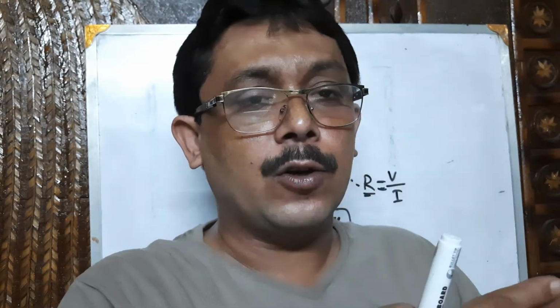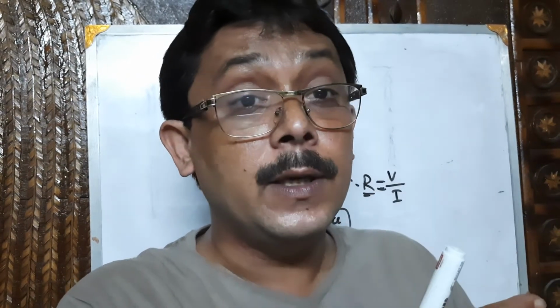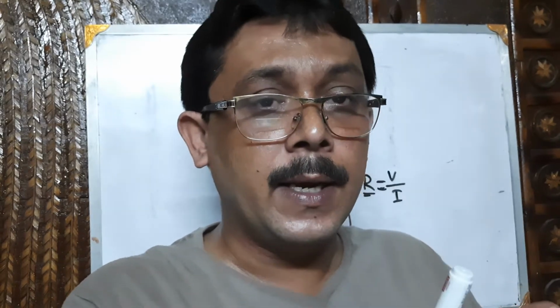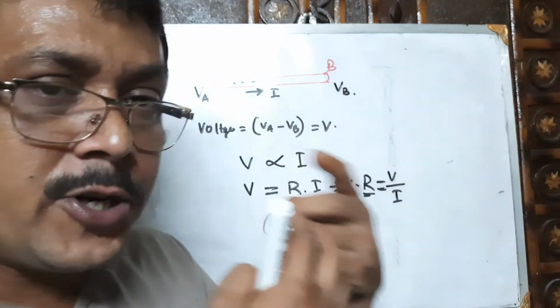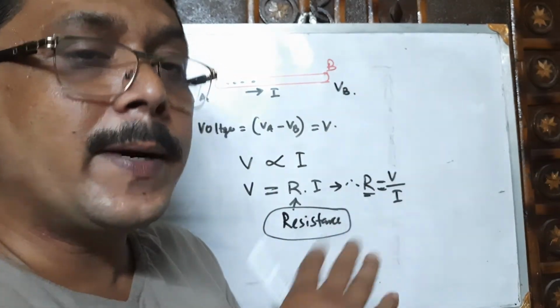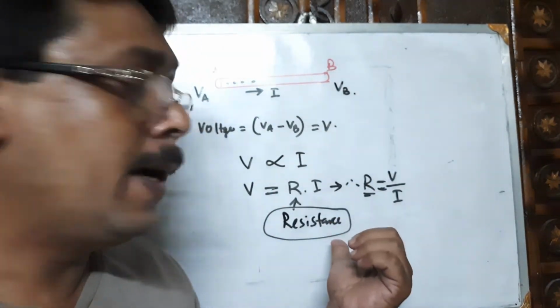So due to this atom, the electron cannot move very smoothly. They are getting the obstruction. This obstruction is the resistance. That means if the atom gives more opposition, resistance is more. So it depends upon different factors. So this is about the resistance.